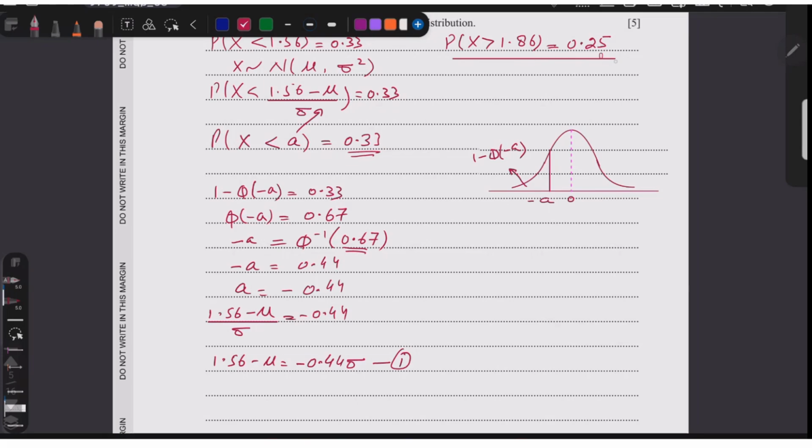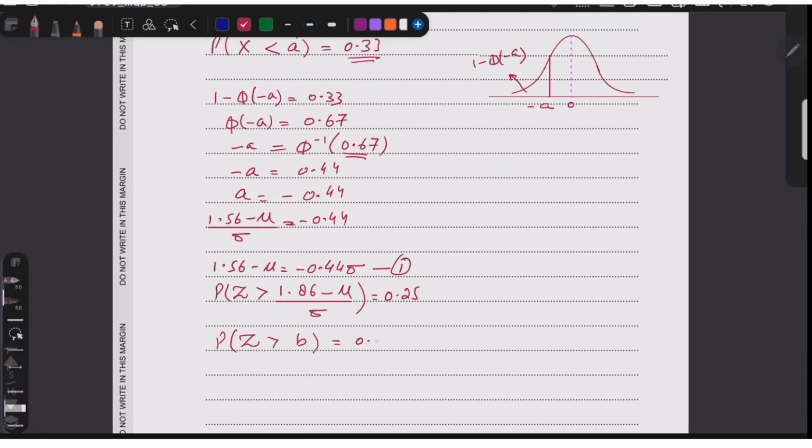This one: probability of x is greater than 1.86. Let's convert this value into standard normal. It is the value of B, and the area is 0.25. Let's show this value of B on the bell curve. If this is B, the greater-than sign shows this area, which is smaller than 0.5, and this satisfies the given area of 0.25. It means we write phi of B is equal to 0.25.